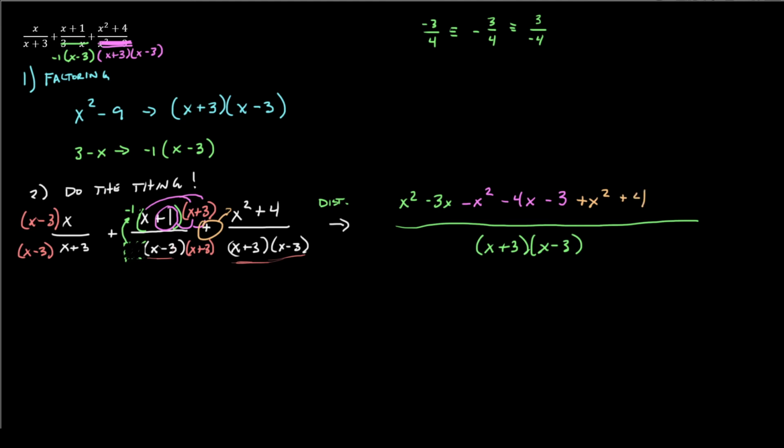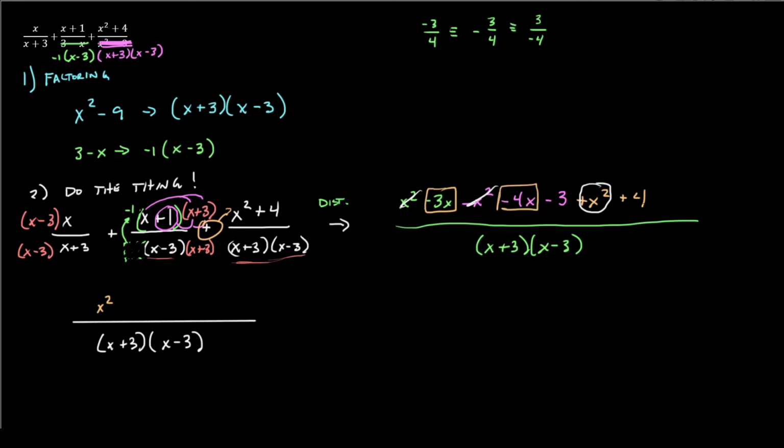Now, I'm still doing the thing, so we got to be cautious. And I'm going to clean that up. So I still have this x plus 3, x minus 3. And then up here, my x squared and my negative x squared are going to cancel, leaving me with just an x squared. So let's change it to orange. Then I'm going to have my -3x, my -4x, and I don't have any x's over here, so this is going to give me a -7x. And then I have this -3 and a +4, and that's going to give me +1.